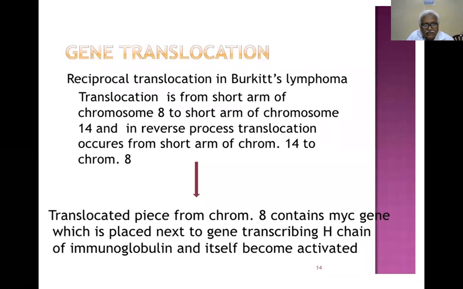Then gene translocation, reciprocal translocation in Burkitt's lymphoma. Translocation is from the long arm of chromosome 8 to the long arm of chromosome 14. And in the reverse process, translocation occurs from chromosome 14 to chromosome 18. So this is the reverse process of translocation. The translocated piece from chromosome 8 contains the Myc gene that is placed next to the gene transcribing the heavy chain of immunoglobulin, and then it will become activated.